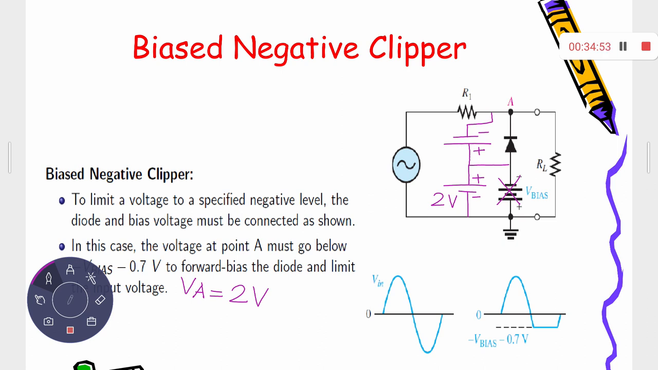As long as the voltage at point A, the cathode voltage, is less than 1.3 volt, the drop between the anode and cathode is greater than 0.7. So the diode will be forward biased, and the corresponding voltage will be 1.3 only. Then what happens after that? The diode switches off, current will flow through the resistance R1-R2 combination, and the output will just replicate the input.